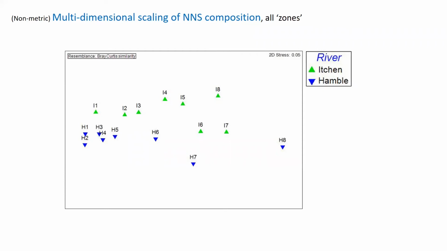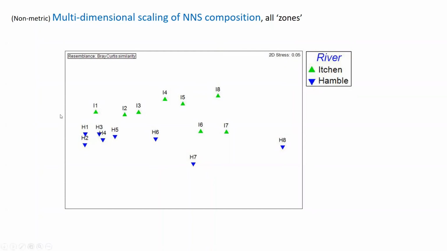And what we've done here is called multidimensional scaling, and this relates to the non-native species composition in 16 zones of the two estuaries in terms of the species present and their relative abundances. And what you can see is that the underlying point about this is that if 2 zones are displayed close together, they're similar. If they're far apart, they are dissimilar in the composition of their non-native species present.